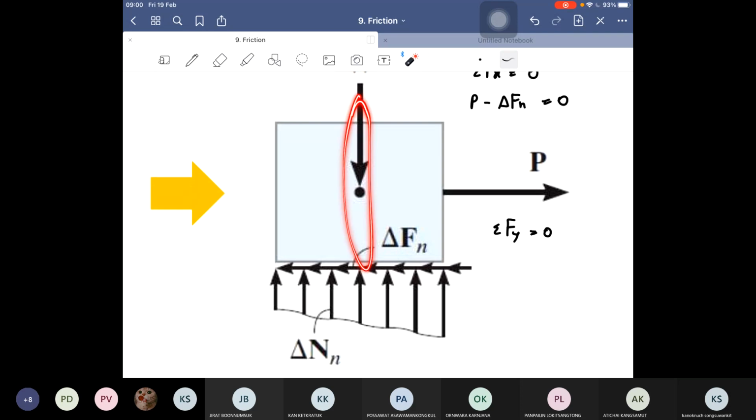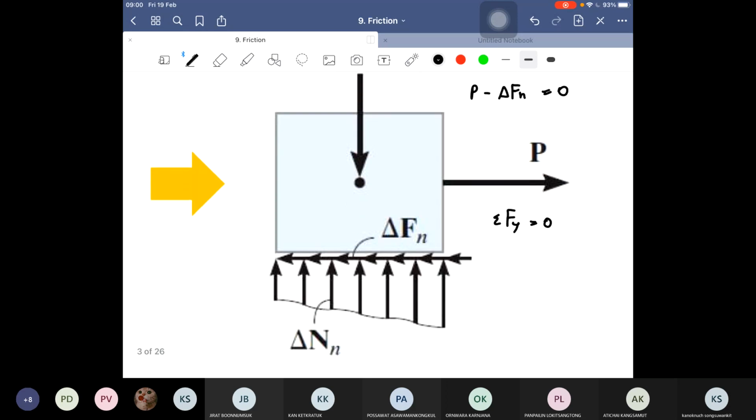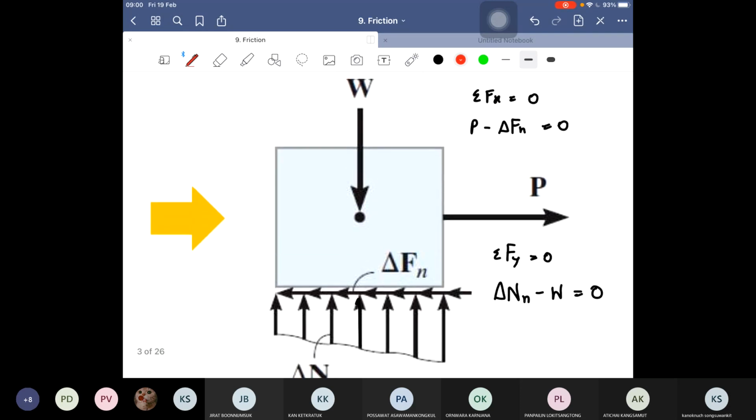Along the y-axis, we have the weight W acting down, so W is negative. For the normal force, let delta Nn represent our normal force. It's acting upward, so delta N is positive. Delta Nn minus W equals 0. Okay, now we have two equations for the equilibrium system.